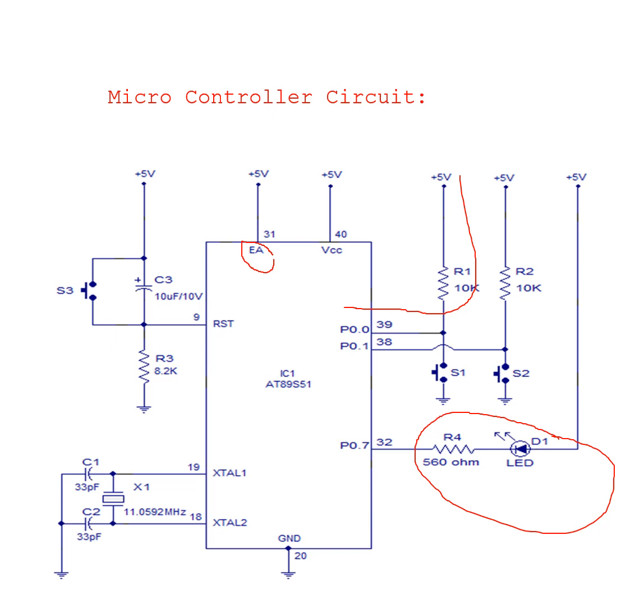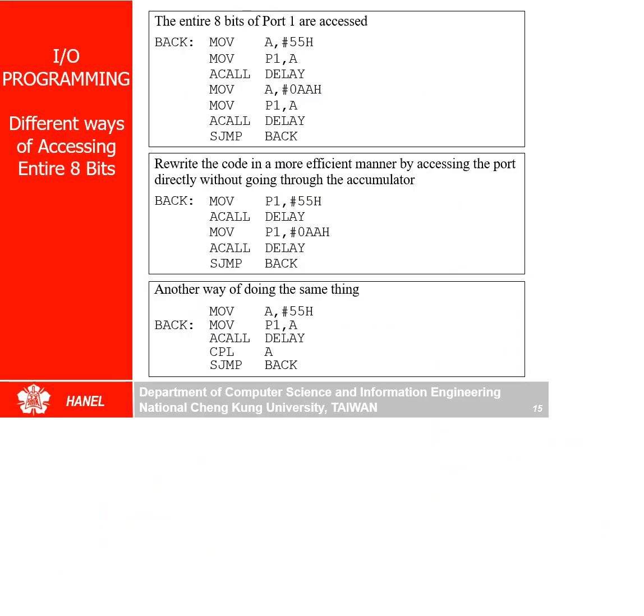Here, this is LED connected in sink mode. The other name of LED connection is source mode. The other name of switch connection is pull down resistor. In that case, the resistor will be connected to the ground. That you can see in your previous example posted in the blackboard. Now the entire 8-bit, how can you make 55 and AA in different form? We explained this before, so you just go through this example and understand it.